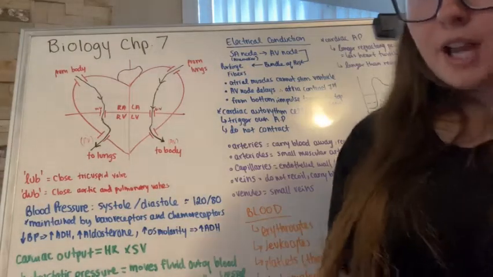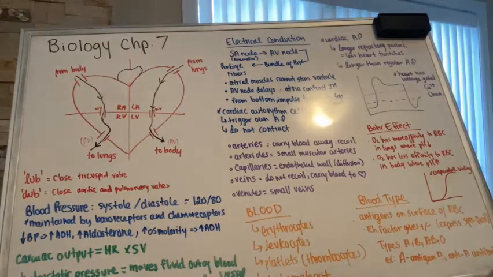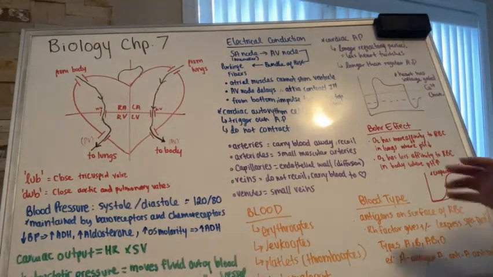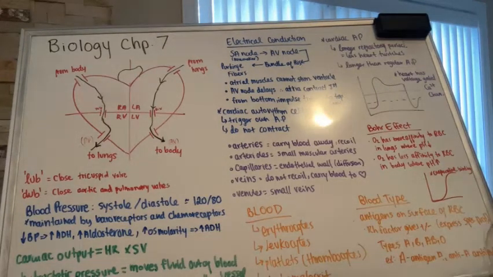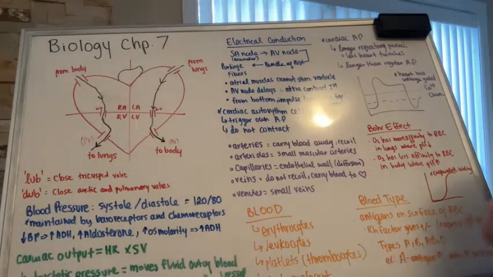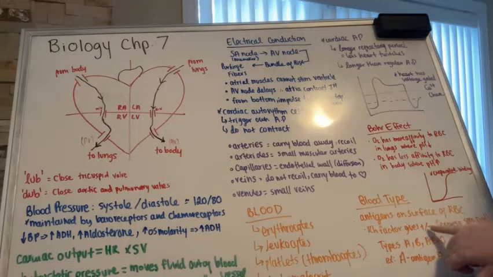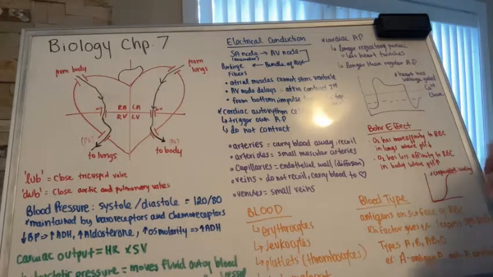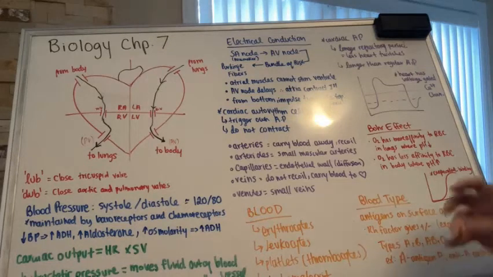And the last thing we're going to talk about in this chapter is blood type. Blood type is basically describing what antigens appear on the surface of your red blood cells. You can have type A, type B, type AB, or type O blood. You can also have a plus or negative sign to your blood type, like B negative, AB positive, and those types of things. That is given by the RH factor.